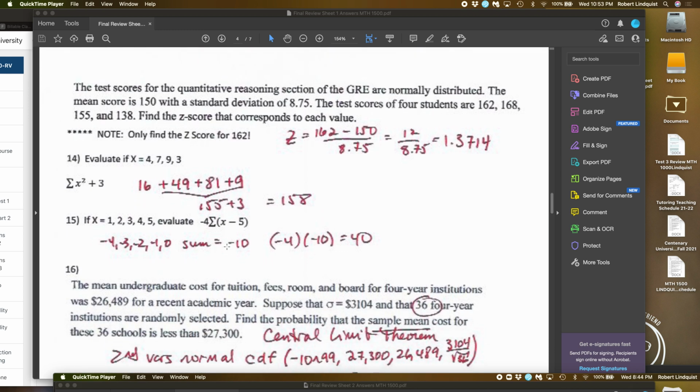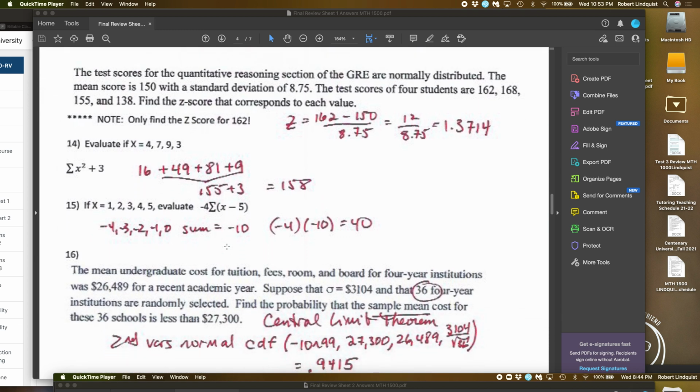Okay, next up, the test scores for a quantitative reasoning section of the GRE are normally distributed. The mean score is 150 with a standard deviation of 8.75. This time we only want to know the z-score for 162. So the z-score is always the regular score minus the mean divided by the standard deviation. In this case, it's 12 over 8.75. 12 because 162 is the score and 150 is the average. So subtract, you get 12, and when you do the division, 1.3714.